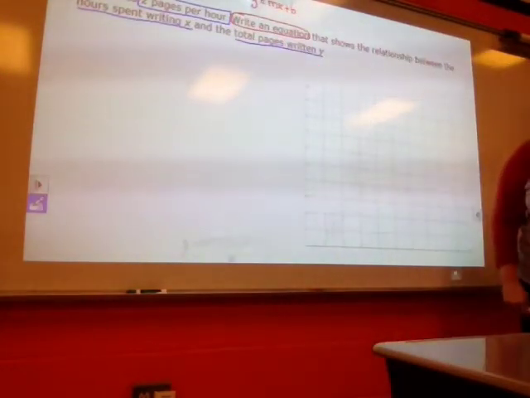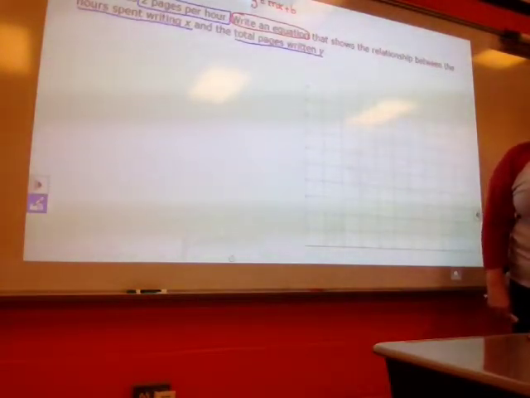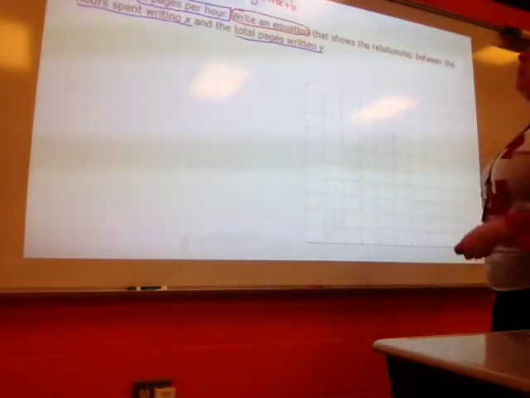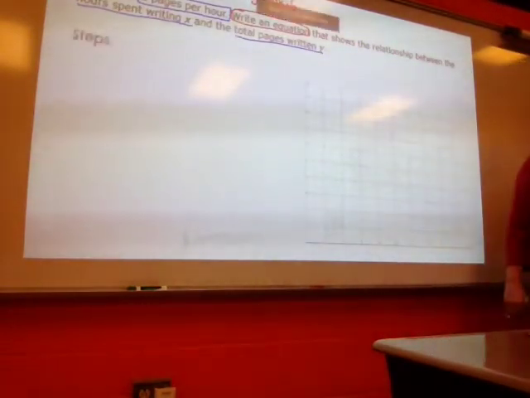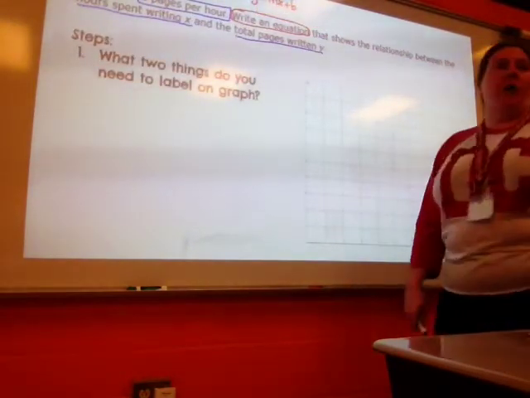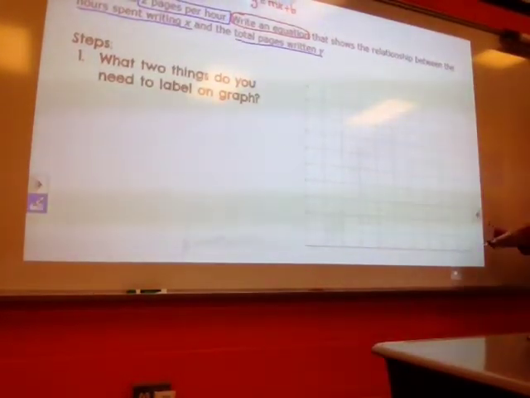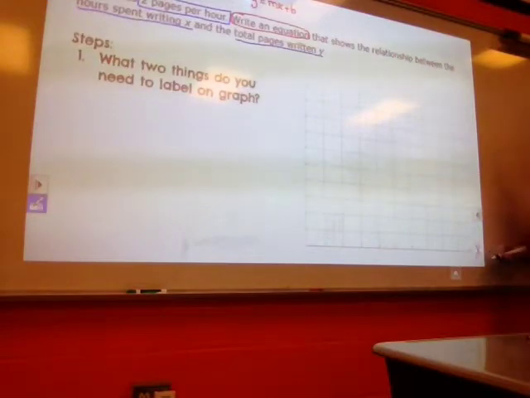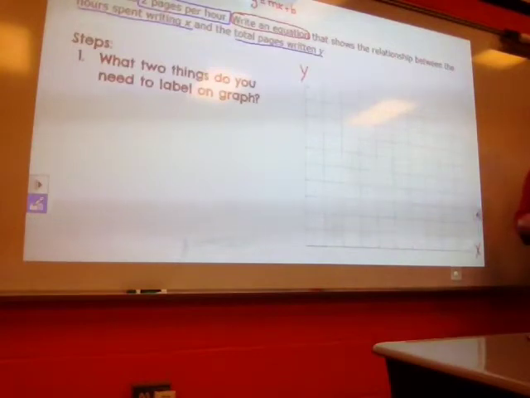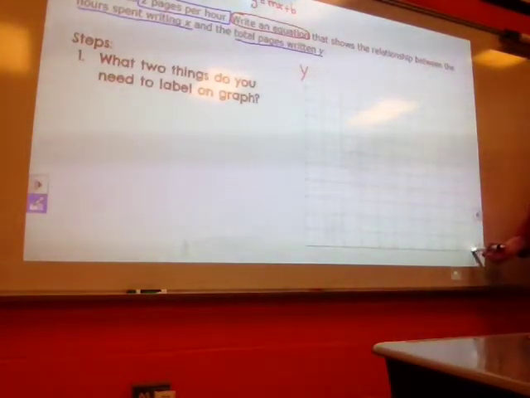It tells me that my x is going to be my hours spent writing, and that my y is going to be my total pages written. Right? Okay. So if I'm going to go through a process here, one of the very first things I need to do is figure out what two things I need to label on the graph. The x and y axis. I need to label this x, and I need to label this y, but I also need to label it with what I know. What do I know that my x is?